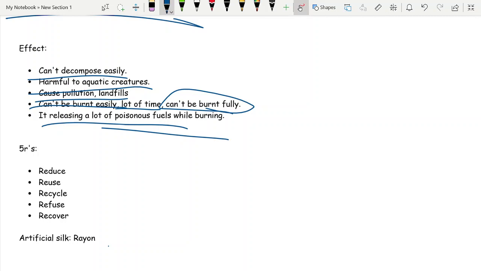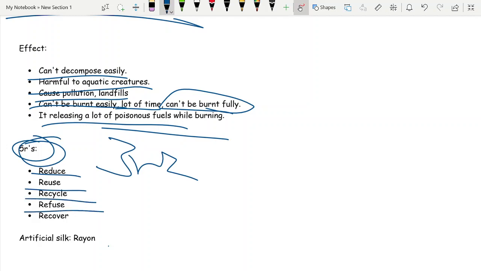Now, the best you can do is just to make sure you recycle, and you don't throw the plastic away on the floor, you know. So you want to keep everything nice and tidy. Now, we have learned about the 3 R's before. Now, what are the 5 R's? Reduce, reuse, recycle, refuse, recover.